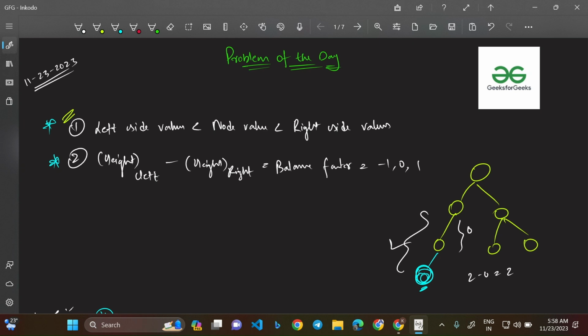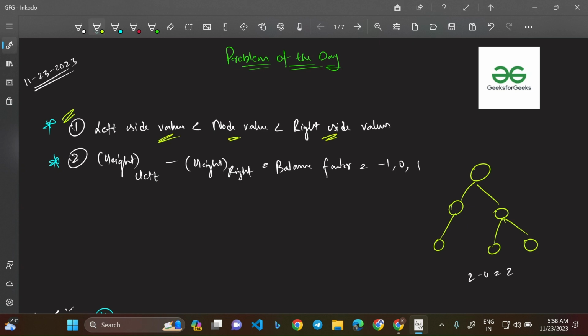First, according to the first rule, you will insert the value at the correct place. Correct place in the sense, according to the first rule, not according to the second rule. Leave the second rule aside when you're considering the first rule. So put it at that place where your left side values are less than the node value and less than the right side values. You must satisfy this condition.